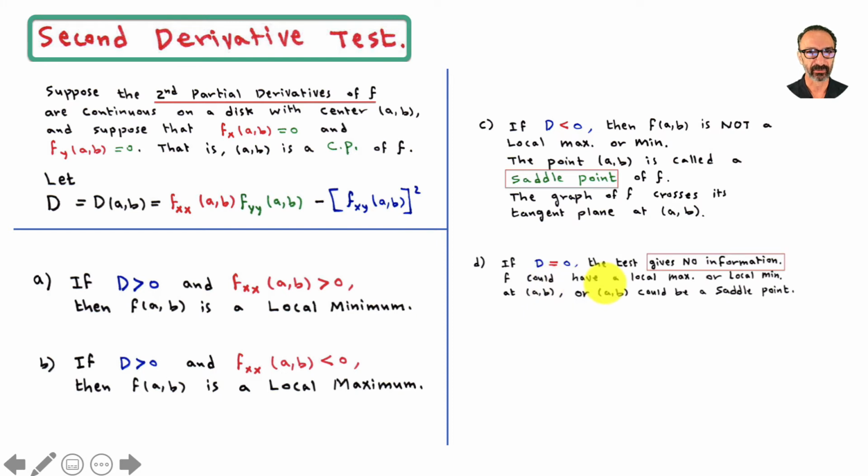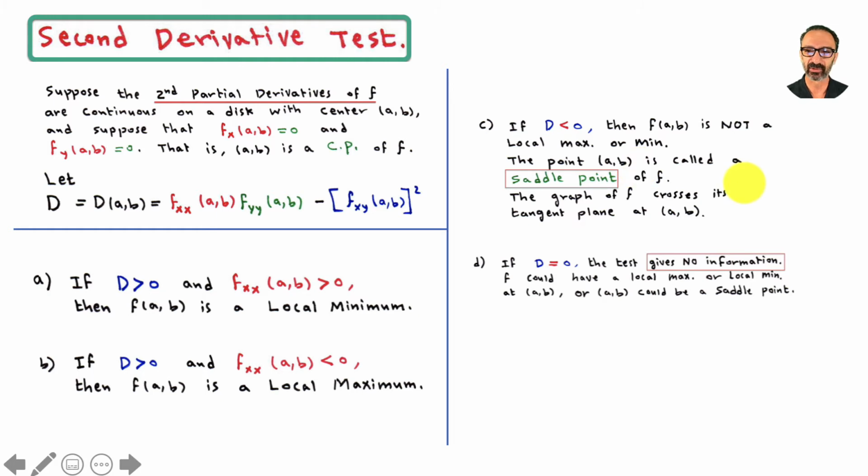If D is 0, good luck, you're on your own. It gives no information. So you have to find some other way, like we described in the previous example geometrically about the paraboloid, that it's a local minimum and it's an absolute minimum, or some other ways. Or of course you could call a friend, if you can, I mean. So if D equals 0, there is no information that the second derivative test gives you.